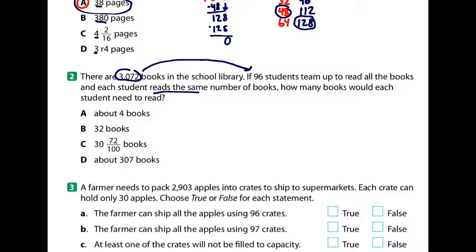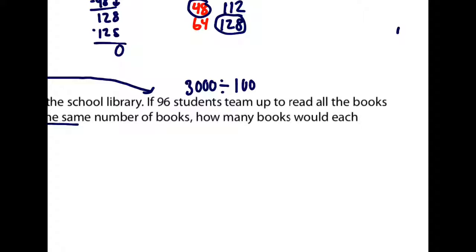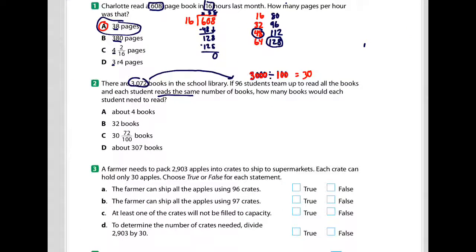All right, so first, maybe I can do some estimating. So if I estimate that, I can round it to about 3,000 divided by 96 is about 100. Okay, and if I do that, I know 300 divided by 100 is 3, and then I just need to add that 0 to get 30. So my answer is going to be close to 30. So I can eliminate A and D, but I can't eliminate either of these two. So I know it's going to be B or C.